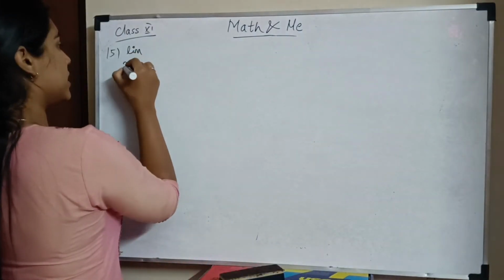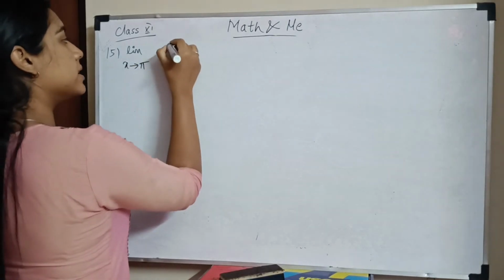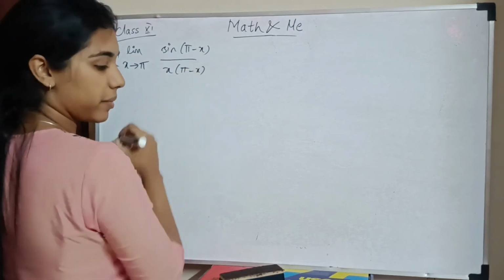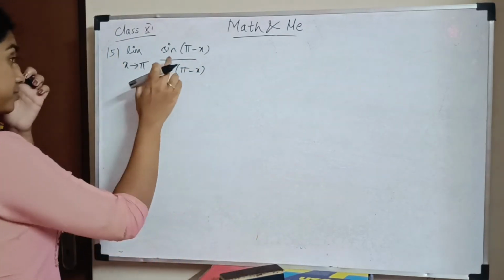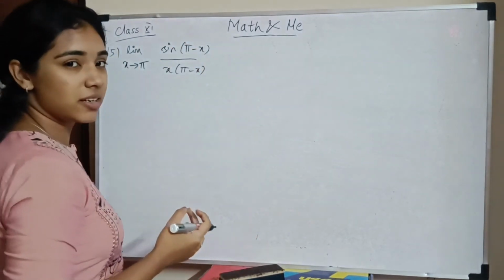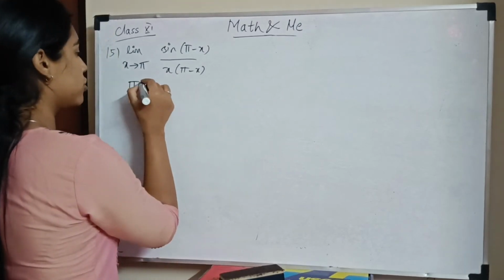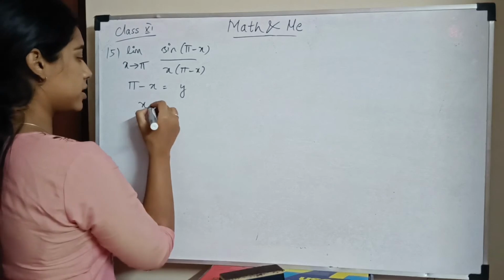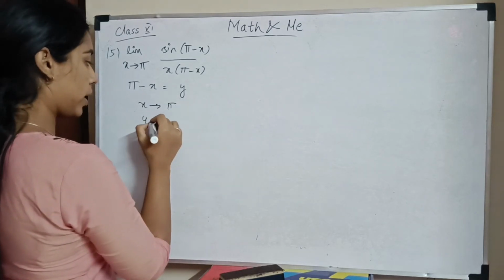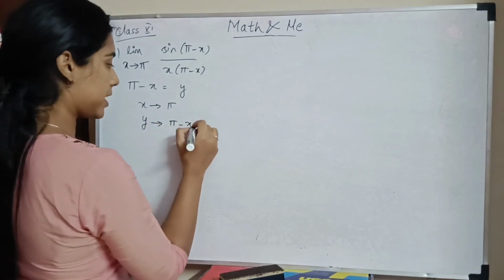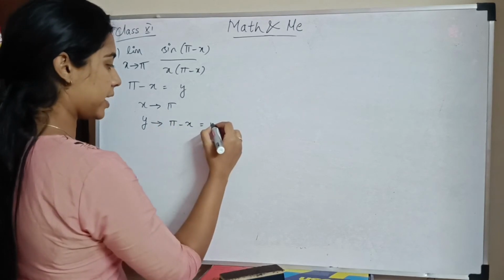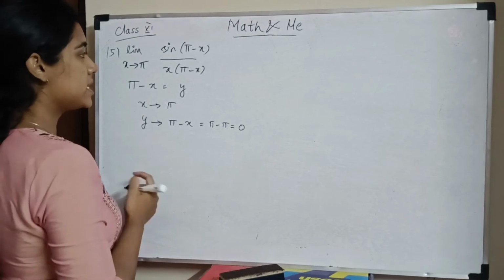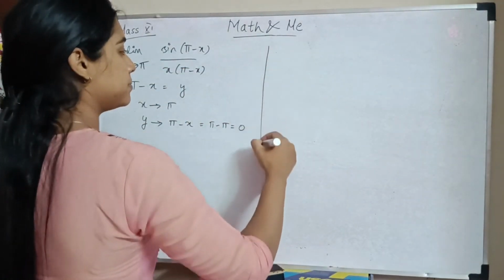Limit x tends to pi, sin of pi minus x divided by x times pi minus x. So what do you do? I want one single variable, so pi minus x, I'm going to substitute with y. But what is your limit? If x tends to pi, what will y tend to? It will tend to pi minus x. X's value is pi, so pi minus pi, which is 0.